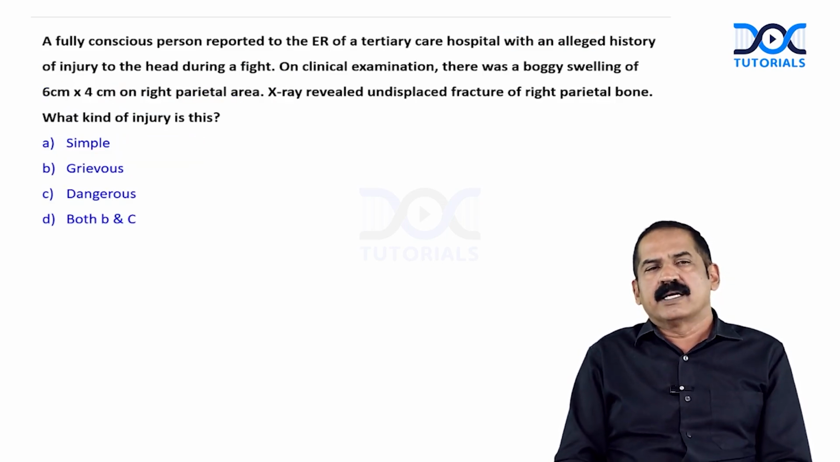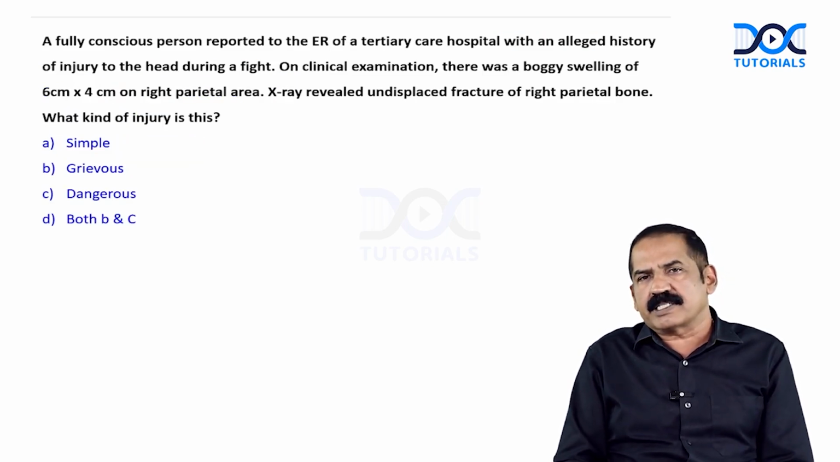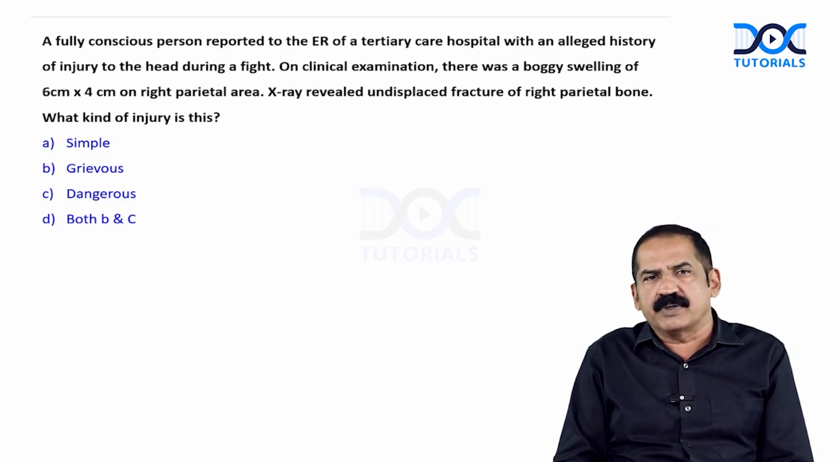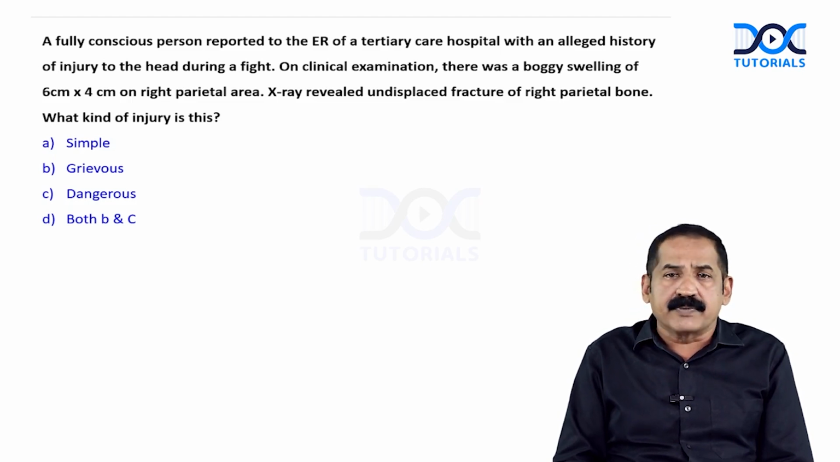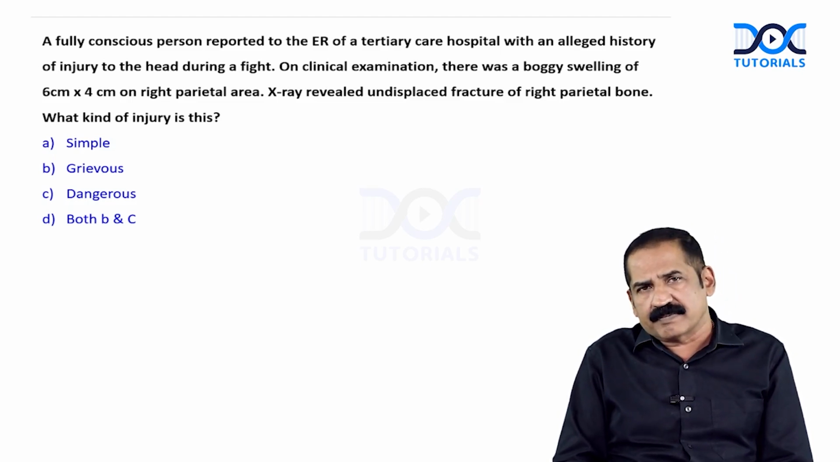everything. A fully conscious person reported to the ER of a tertiary care hospital with an alleged history of injury to the head during a fight. On clinical examination, there was a boggy swelling of 6 into 4 centimeter on right parietal area. X-ray revealed undisplaced fracture of right parietal bone. What kind of injury is this?